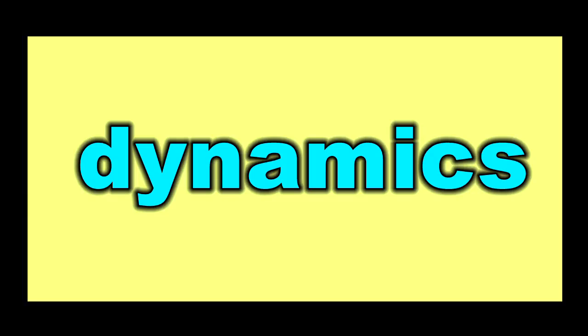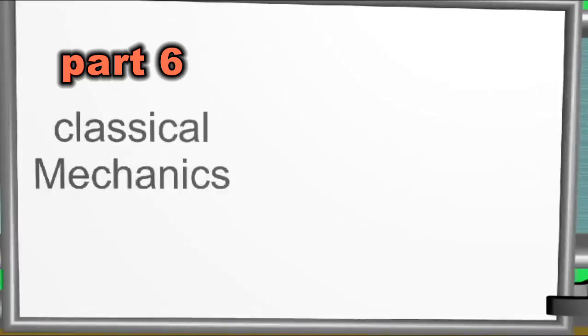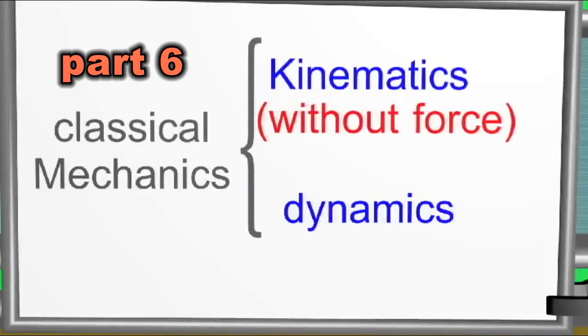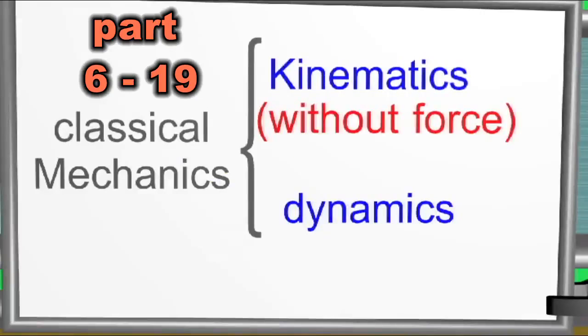Here we want to start the dynamics. Recall that we said earlier that mechanics examines the motion of objects and is divided into two categories. Kinematics, we have described this part in the previous parts. It is actually a part of physics that studies the motion of objects without considering the force, and geometrically. We talked about kinematics from part 6 to part 19. Please look at those parts carefully and in order.